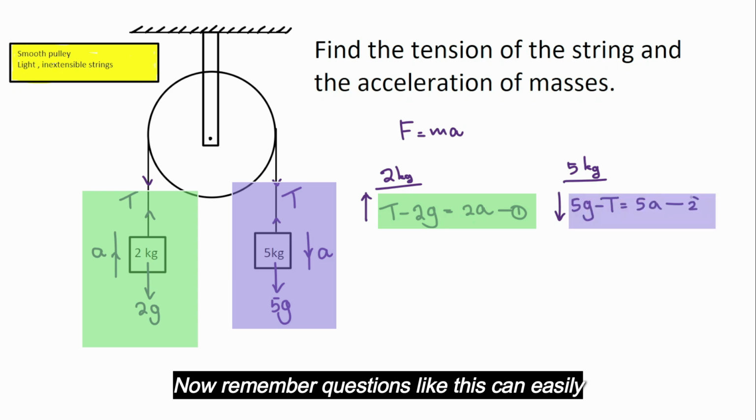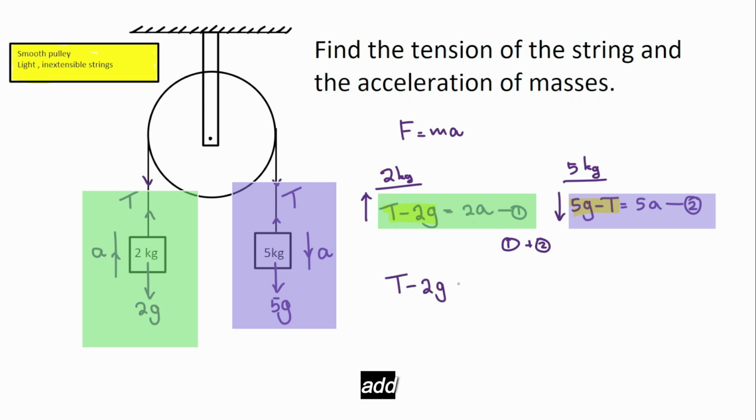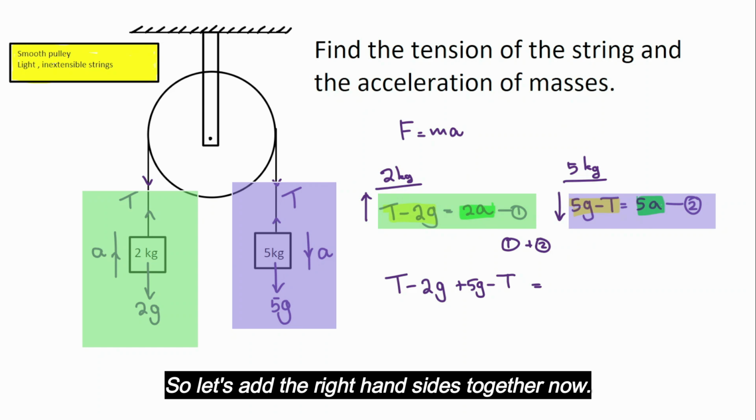Equation 2. Now remember, questions like this can easily be solved by adding the two equations. So let's do that. Let's add the left hand sides. So I'm going to add T minus 2G and 5G minus T. So T, take away 2G, add 5G, take away T is equal to, I'm now going to add the right hand sides. So let's add the right hand sides together now.